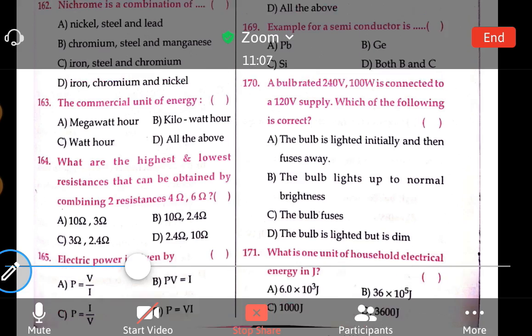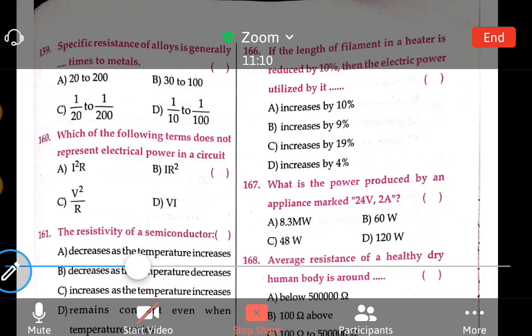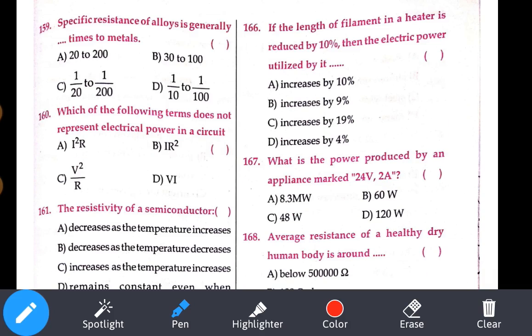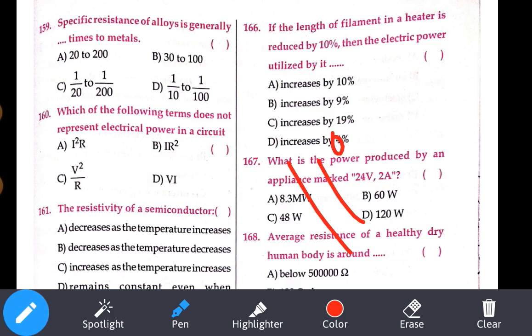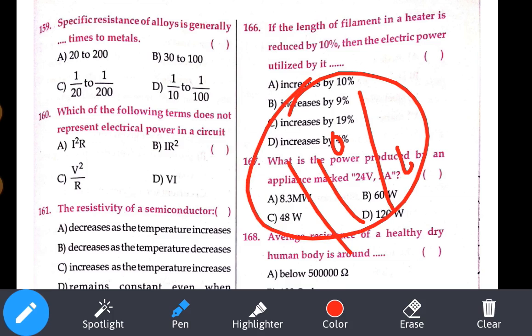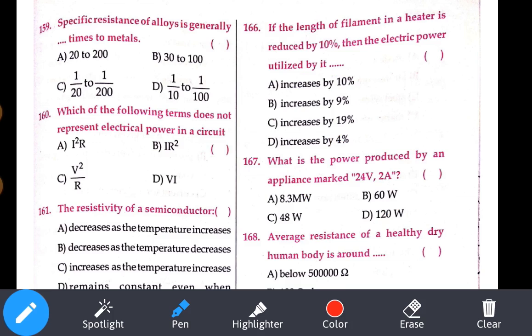Okay, let me drag upwards. Let's see the 166th question. If the length of the filament in a heater is reduced by 10%, the electric power changes. I have already explained this one in set A, maybe the fourth or fifth question. See that set A video and you can understand it. When we calculated it, we got that it has increased by 11%. Here also they have given the option wrong, that is not 10%, it is 11%.